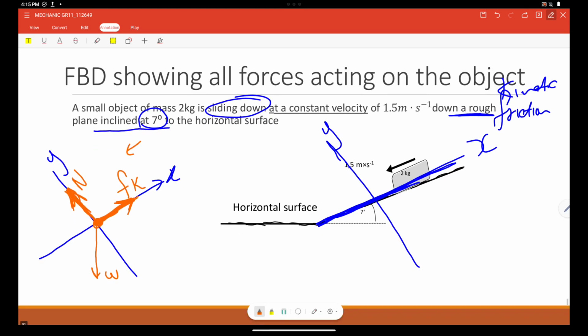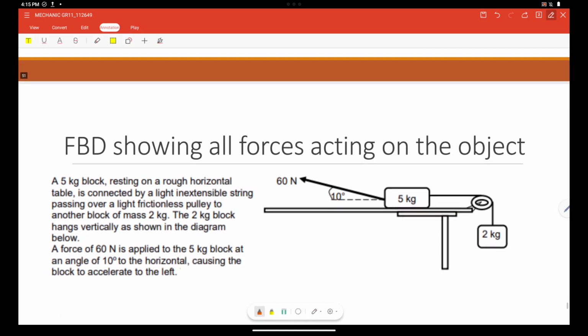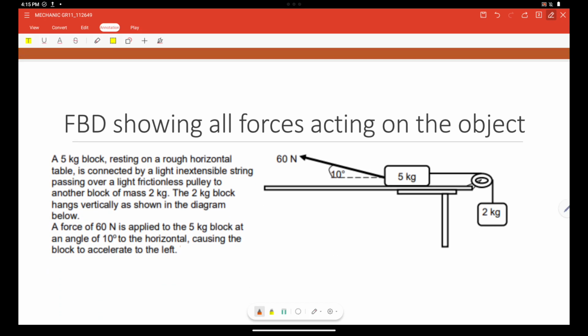Okay, so let us look at another example. For this example, I'm going to draw the free body diagram for both the blocks. Let us start with the first diagram. The statement says a 5 kilogram block resting on a rough horizontal surface. Rough tells us that there's friction there. We just need to figure out which one.